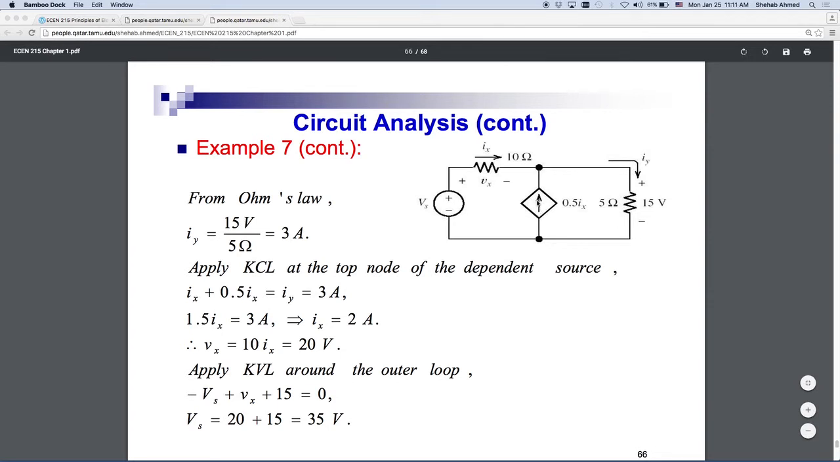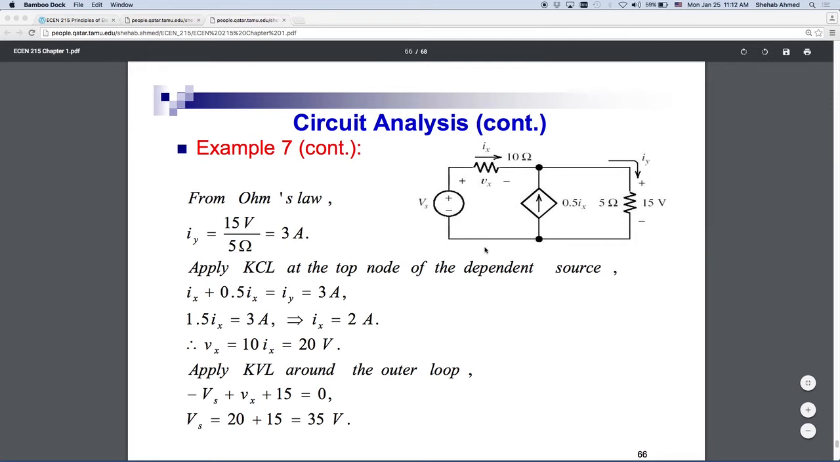Because this is a source. Remember, we said that for any element, if current is coming out of the positive terminal, then it's a source, or it's generating power. If it's coming into the positive terminal, then it is absorbing or consuming power. So this is a current source, so it would be a positive polarity. The current will be coming out of the positive terminal for a source, battery or current source.